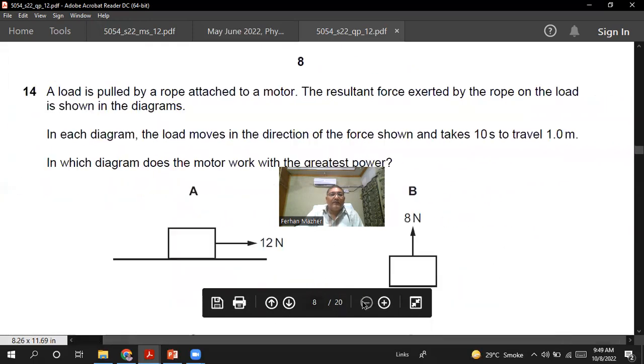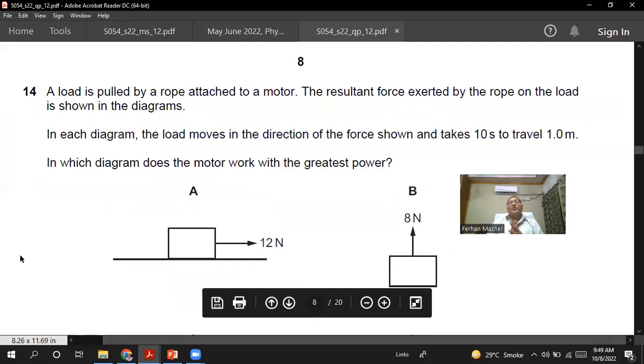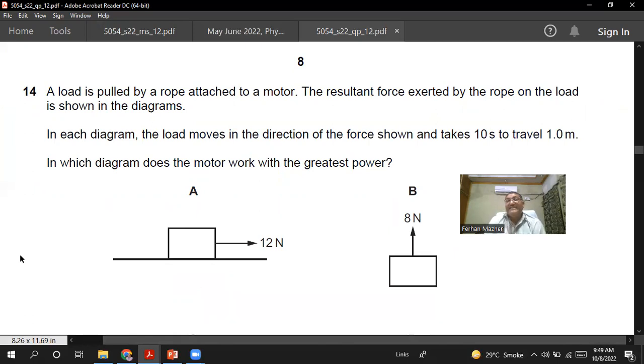Okay, so we have to reduce the size. Okay, so here we go. He says, a load is pulled by a rope attached to a motor. The resultant force exerted by the rope on the load is shown in the diagrams. In each diagram, the load moves in the direction of the force shown and takes 10 seconds to travel 1 meter. In which diagram does the motor work with the greatest power?